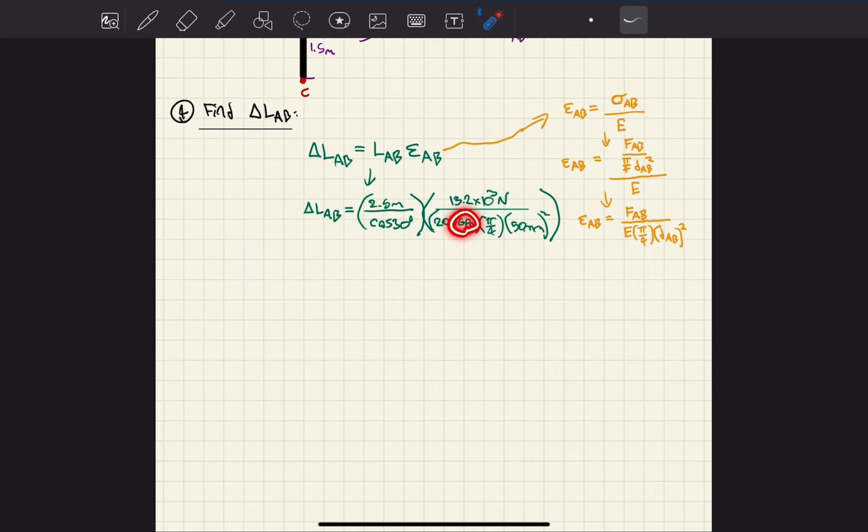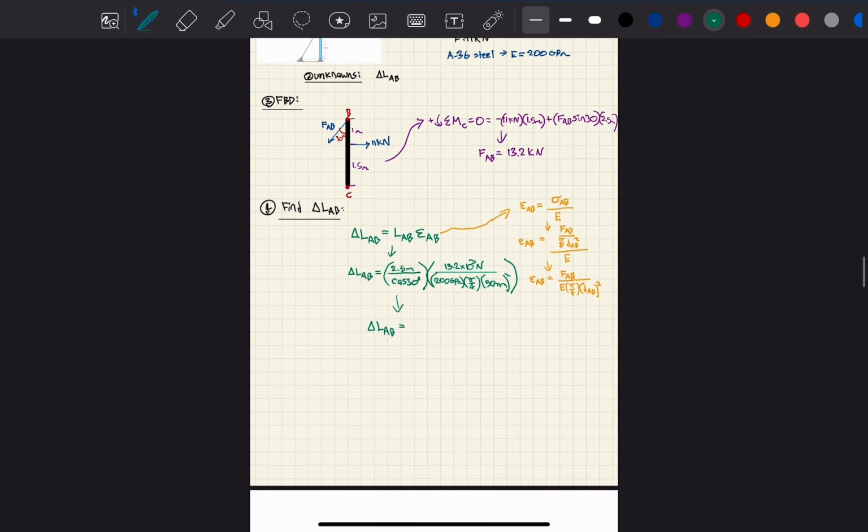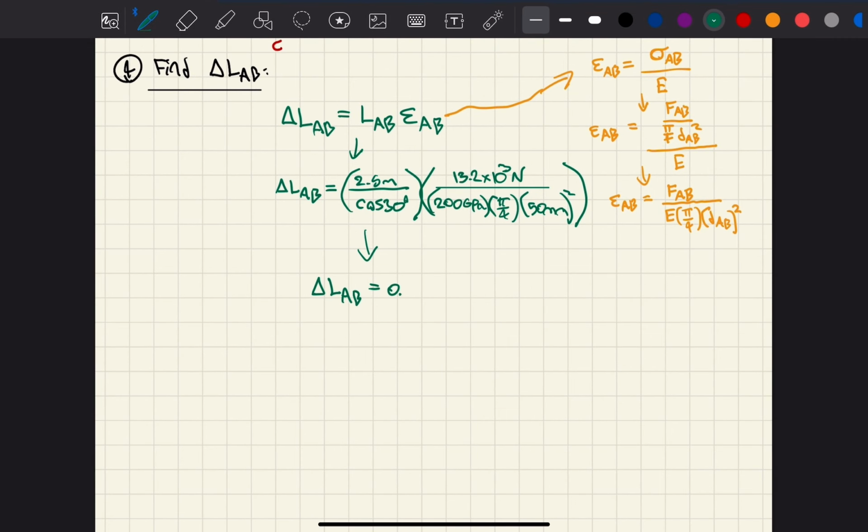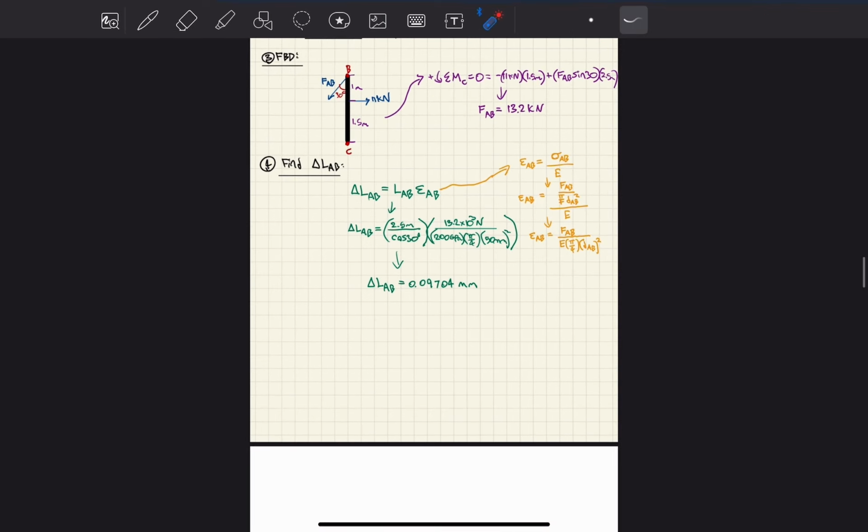But remember, this should be in megapascals. So when you plug it into your calculator, it should be 200,000 megapascals if you want the correct answer in the end. Once you do this beautiful calculation, you're going to end up getting that the change in length of your wire AB from this setup is going to be 0.09704 millimeters. And that is the answer to this question.